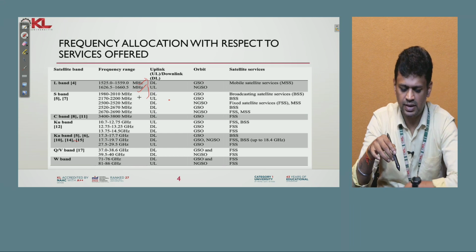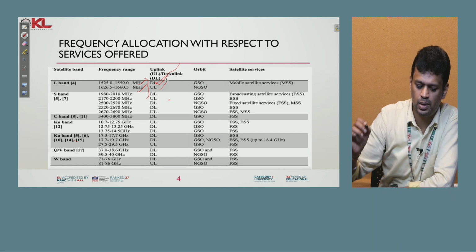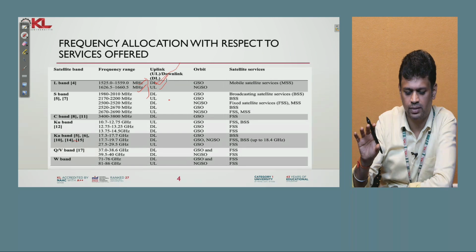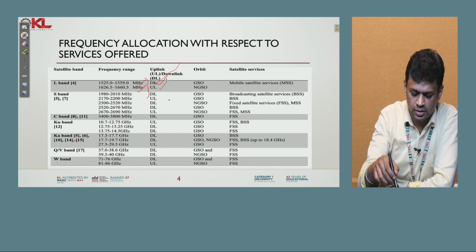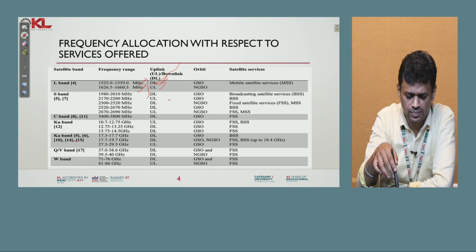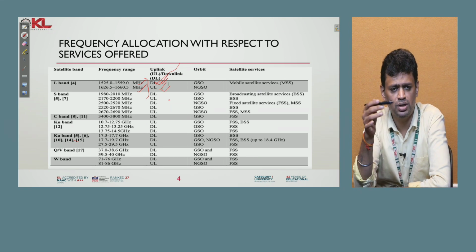So here it is basically mentioned as DL and UL. DL means downlink and UL means uplink. Uplink means ground station to satellite. Downlink means signal transmitted from satellite to ground station. So the downlink frequency is 1525 to 1559. This is the frequency used by the satellite to transmit to the ground, and 1626 to 1660 megahertz is the uplink from earth station to the satellite.